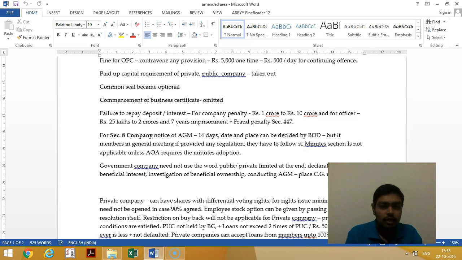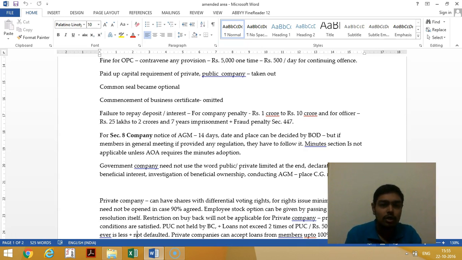Next is a penalty amendment. In case the company fails to repay the interest on deposit or fails to repay the deposit itself, the penalty is now 1 crore, which may extend up to 10 crore, for the company, and for the officer it is 25 lakhs to 2 crores, along with imprisonment of 7 years. And if fraud is proved against him, then section 447 will be attracted.